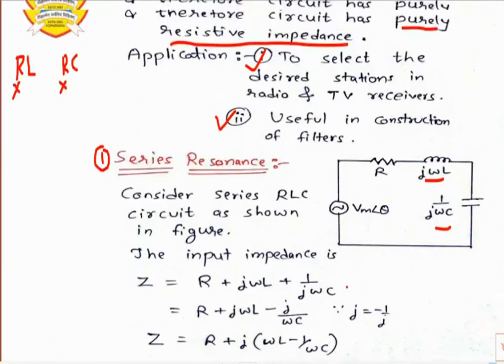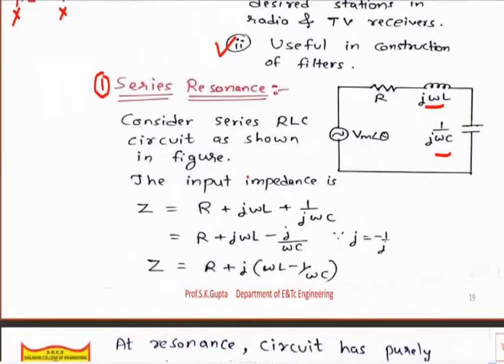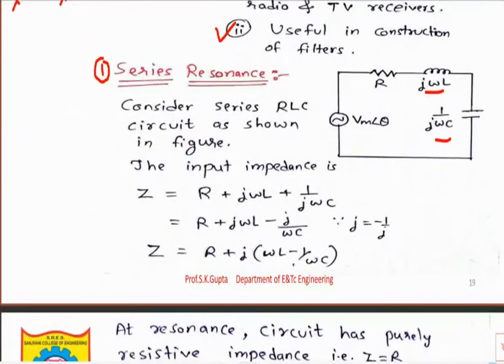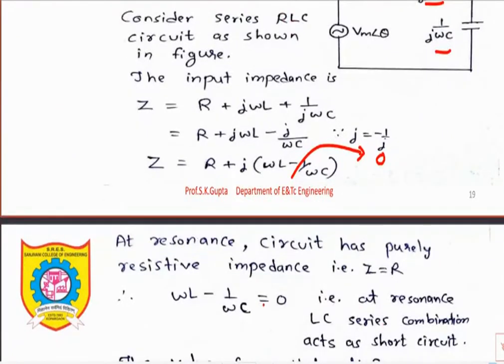Now I told you that at resonance the circuit has a resistive impedance. So when resonance occurs, this term is 0 and Z equal to R. That means the circuit has a resistive impedance and resonance has occurred. So at resonance the circuit has a purely resistive impedance, that is Z equal to R, and this term is 0.